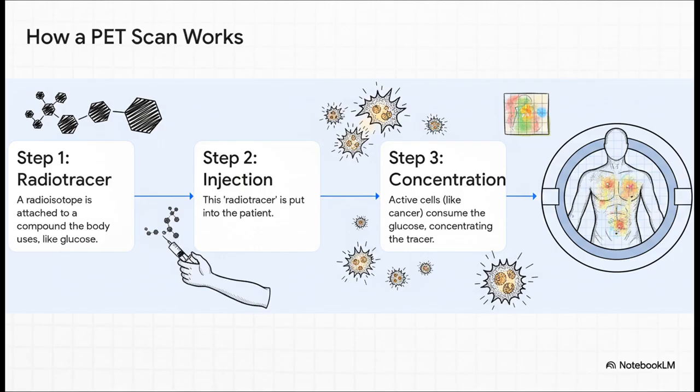Now, what kind of cells in your body are super hungry for sugar? Well, really active ones, like cancer cells. So when this tracer is in your system, those cancer cells just gobble it up. They concentrate it. Then, as that tracer starts to decay, it sends out these little signals that a scanner can pick up, creating a 3D map that basically lights up exactly where the most active, energy-hungry cells are.